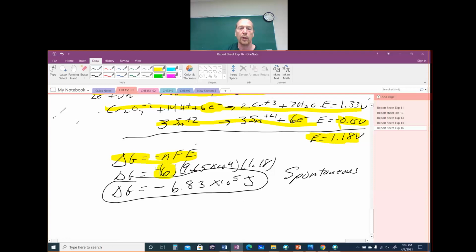The moles gained and lost was 6. F is Faraday's constant, and you have 1.18, and you get a negative 6.83 times 10 to the 5th joules. Since that is negative and E is positive, this reaction is spontaneous. That is how you fill out report sheet experiment 16.